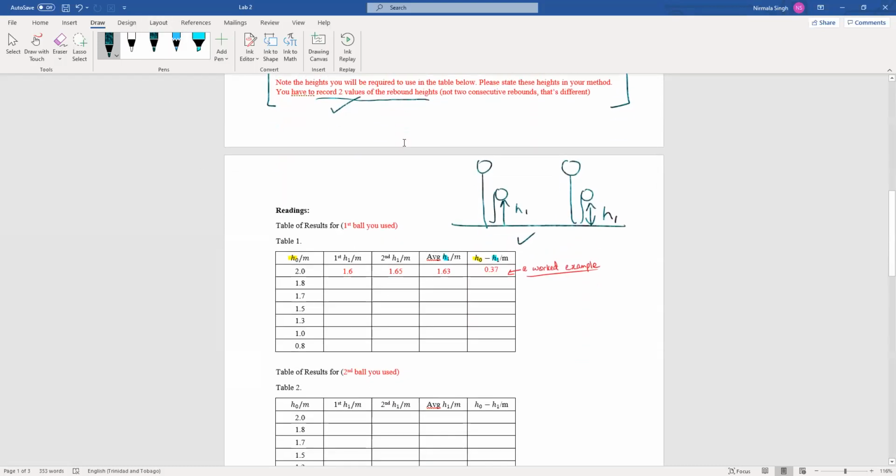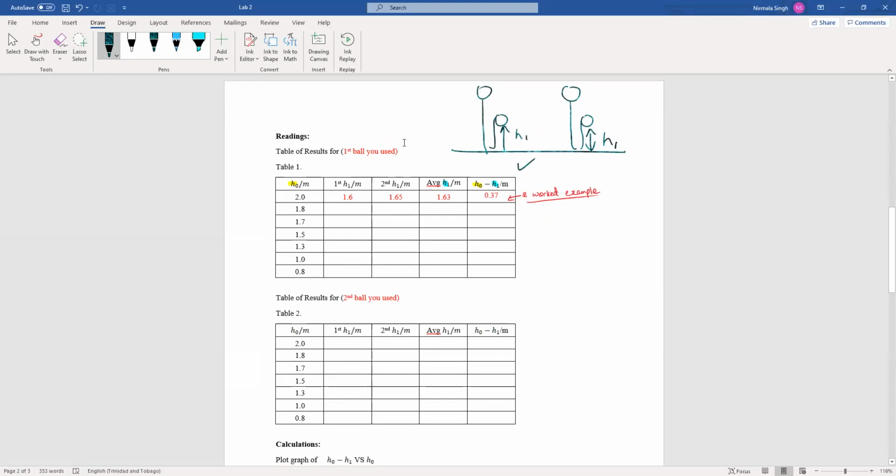So let's look at the table of readings. Please note anything written in red are instructions to be read and not copied. So, table of results for the first ball you use. Whatever is the first ball you use, write it down here. All right, so we have H naught. These are the distances you're using: 2 meters, 180 centimeters, 170, 150, 130, 1 meter, and 80 centimeters. All right, so these are the values you're using.